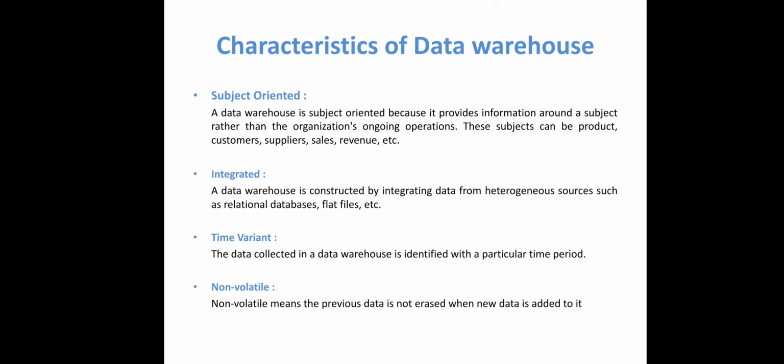What is time variant? All the data in the data warehouse should be accurate as of some moment in time, meaning a data warehouse represents data over a long period, from 5 to 10 years, it may happen. So it should be updated yearly, monthly, weekly and so on. The data collection in the data warehouse is identified with a particular time period, right. So data in the data warehouse provides information from a historical point of view. So it should be time variant.